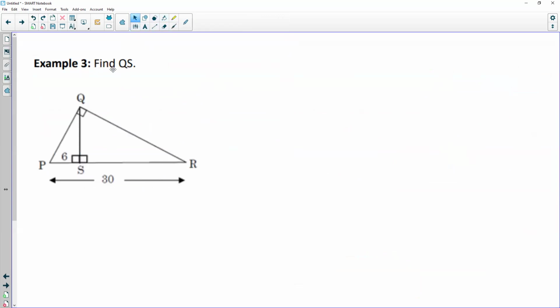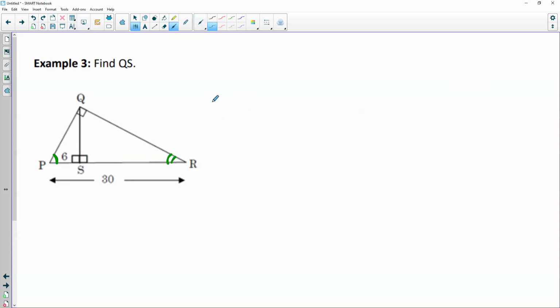It says example 3, find QS. If I want to find QS, the first thing I'm going to start with is labeling my acute angles in the large triangle. The large triangle here is QPR. So I'm going to label this acute angle with 1 ring and this one here with 2 rings. Let's do that in a different color so it's a little bit more clear. I'll do this in green: one ring and then two rings here.